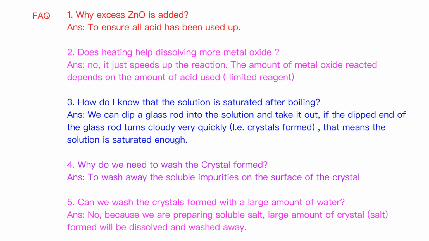Excess zinc oxide is to ensure all acid has been used up. Can heating help dissolve more metal oxide? No, it just helps to speed up the reaction. The amount of zinc oxide that reacts depends on the amount of acid used, which is the limiting reagent.